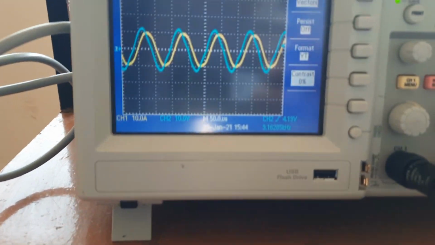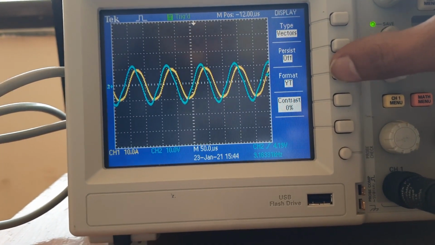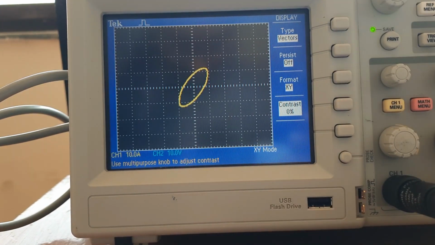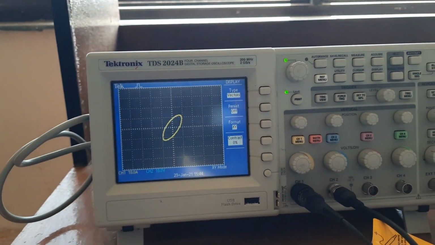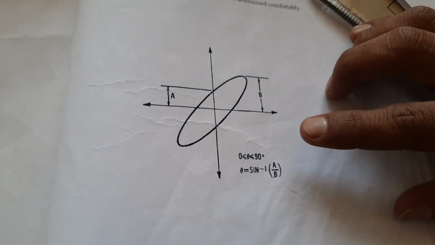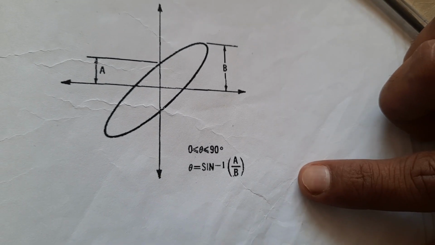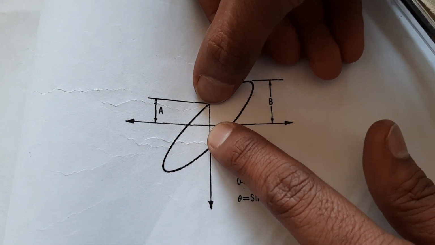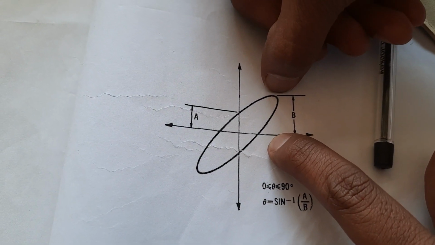Now coming to our phase angle calculation, you can see here two waveforms having some phase difference, okay. If we need to calculate the phase difference, we go to XY format. Here we can see that we have an ellipse because our phase difference is between 0 and 90 degrees, and the ellipse lies in the first and third quadrant, okay. For 0 to 90 degrees, we can calculate the phase difference theta as sin inverse of A upon B, where A is the distance from 0 to this point, and B is from 0 to this point on the y-axis, okay.